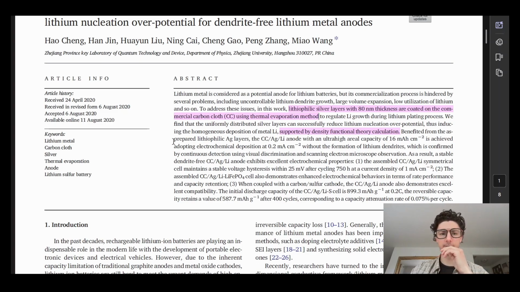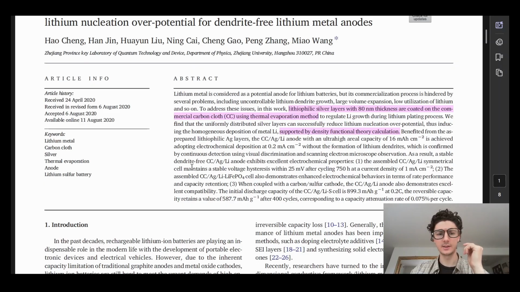Benefited from the as prepared lithophilic silver layers, the CC/Ag/lithium anode, so a lithium with the carbon cloth with the silver nanoparticles anode is created with an ultra high areal capacity of 16 milliamp hour per centimeter squared is achieved, adopting electrochemical deposition at 0.2 milliamp per centimeter squared without the formation of lithium dendrites, which is confirmed by continuous detection using visual discrimination and scanning electron microscope observations.